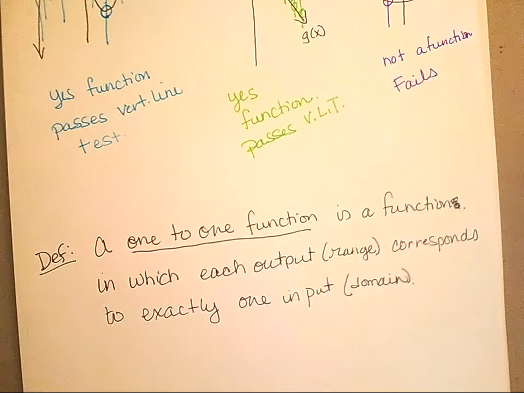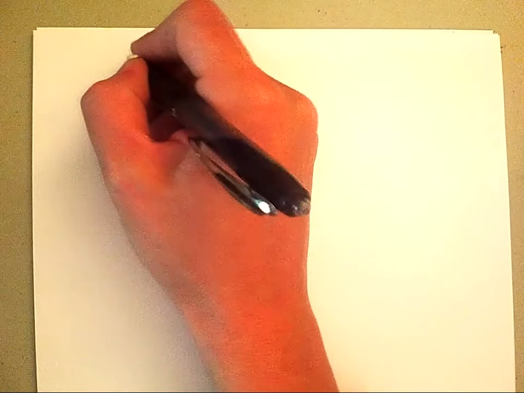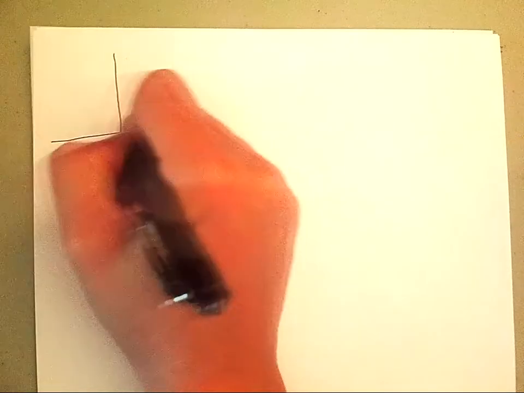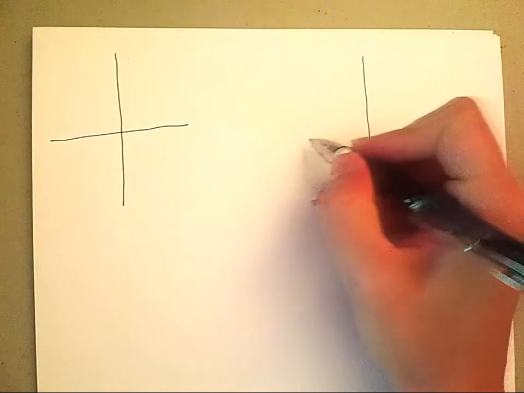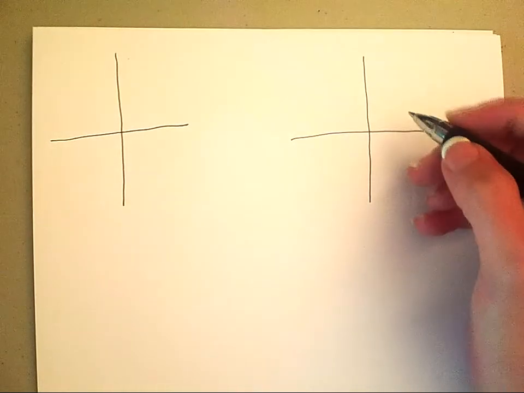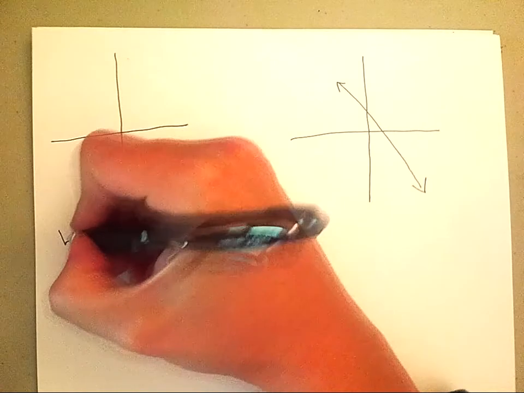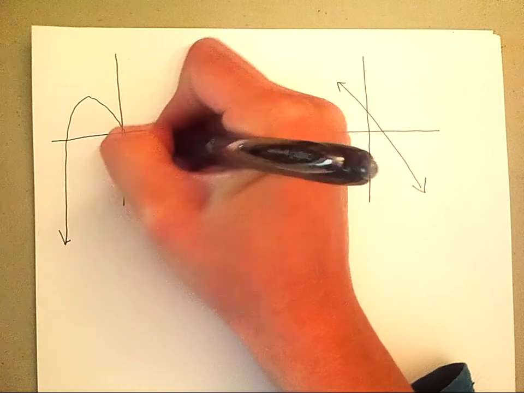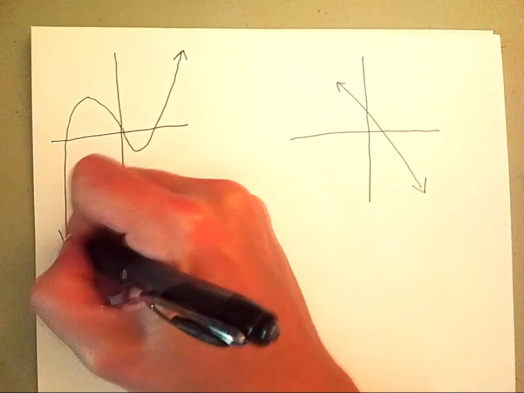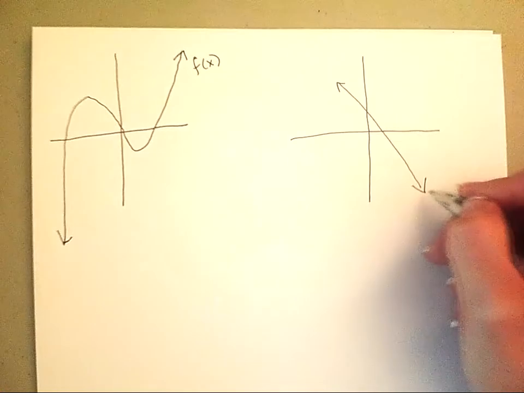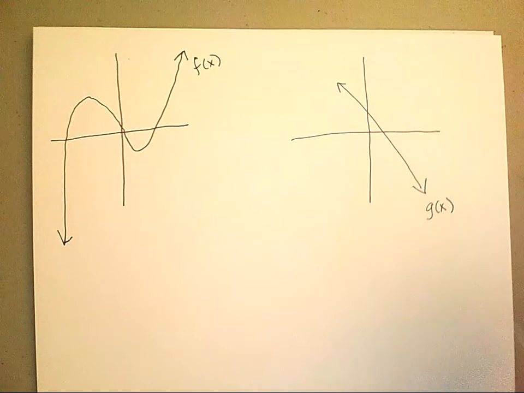And luckily we have a test for that as well. Let's look again at our functions. The two graphs that we were just looking at that were functions were this and this one. These were the basic shapes. We called this one f of x. We said this one was g of x. So the question is, are these one-to-one?